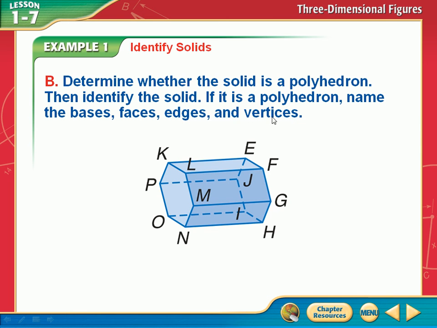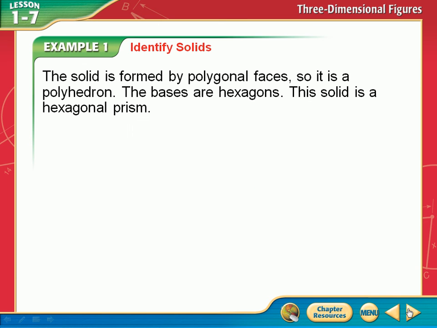What about a vertex? Vertices, that's plural. It'd just be all the points, wouldn't it? K would be one, L would be one, M, N, O, P, and just list them all. All right? So let's see what else we got. It says the solid is formed by polygons, so it's called a polyhedron. The base is a hexagon. The solid is a hexagonal prism. All right.